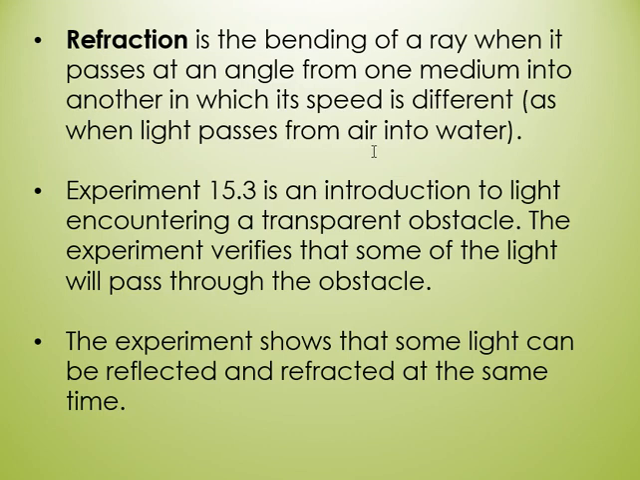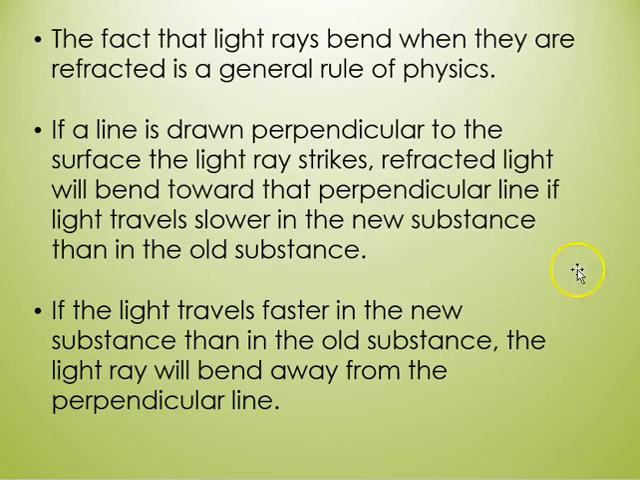Experiment 15.3 is an introduction to light encountering a transparent obstacle. The experiment verifies that some of the light will pass through the obstacle. The experiment shows that some light can be reflected and refracted at the same time. The fact that light rays bend when they are refracted is a general rule of physics.